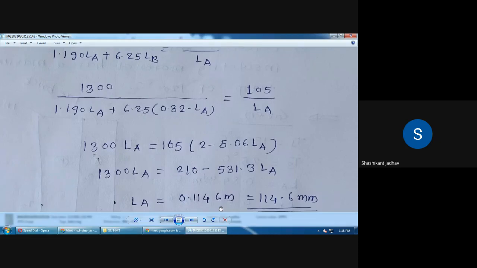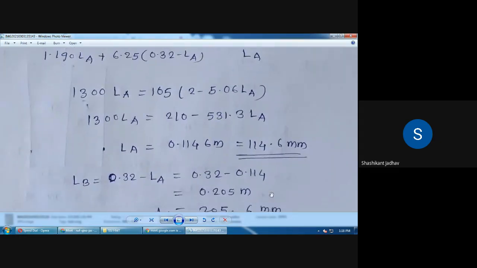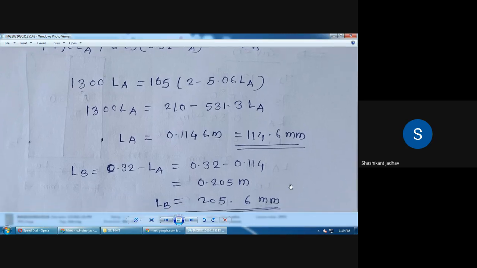And we know, what is the equation for LB? LB is equal to 0.32 minus LA. In that equation, we have to put the value of LA. Then we get the value of LB. So what is the value of LB? LB is equal to 0.32 minus LA. So 0.32 minus 0.114, we get 0.205 meter. So LB is equal to 205.6 mm.